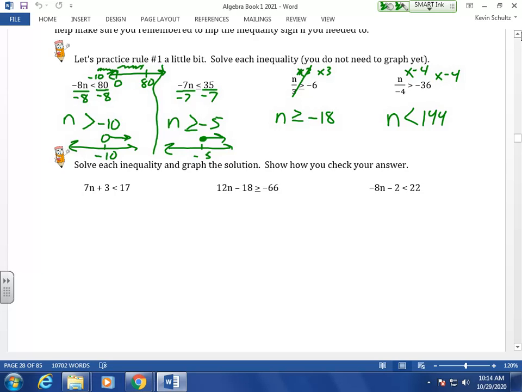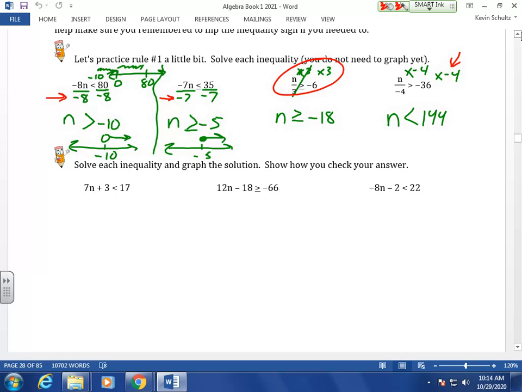So the only one that we didn't flip our sign in these examples was this third one. The reason why was because the number that we were multiplying by, that 3, was positive. When we divided by a negative, we switched. We divided by a negative, we switched. We multiplied by a negative, we switched. Does that make sense?